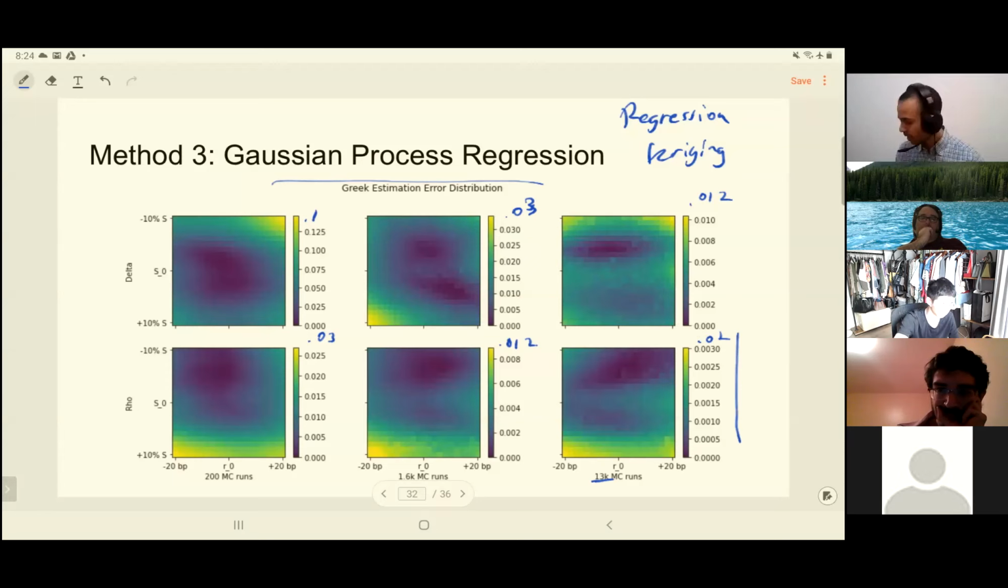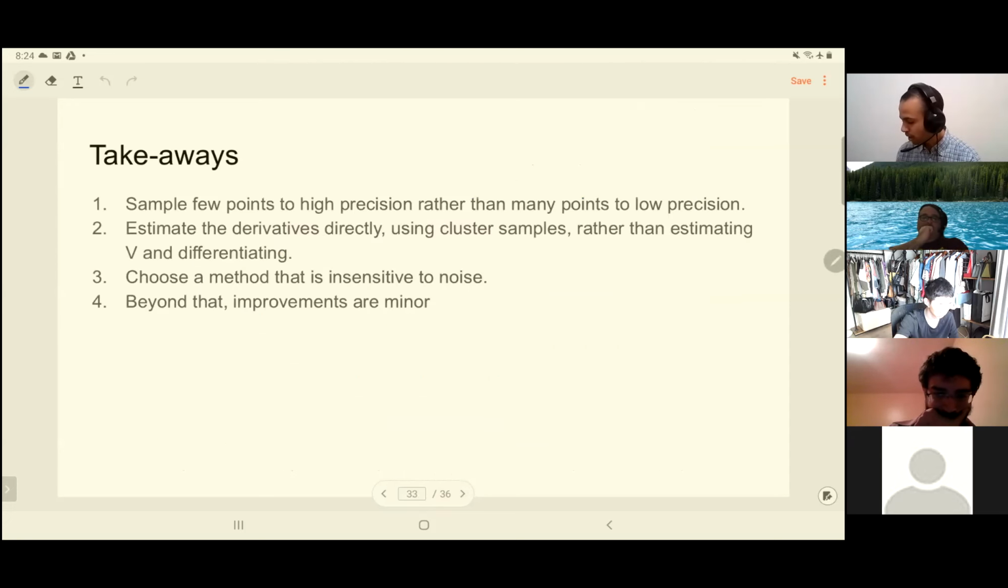And then similarly, we actually find that we're within our 1% threshold for the mean absolute error at 1,600 runs, which is good. And then finally, the last thing that we notice is that these errors are much less correlated with these constant S lines. So it turns out that beyond these takeaways, the improvements are pretty minor.